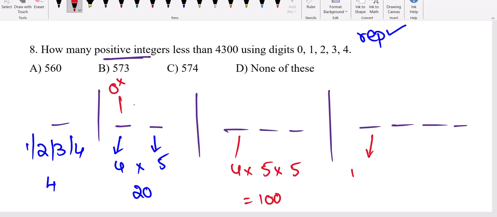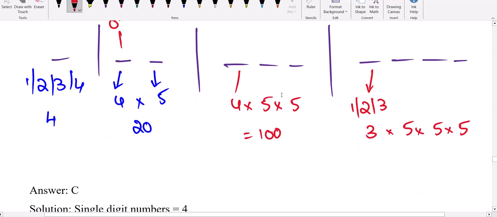So now, first I'm taking 1, 2, 3 only. There are no conditions. Then 3 into 5 into 5 into 5. Why 5, 5, 5? Repetition is allowed by default, and 0 is also okay in those places. So we'll get 375. 375 plus 124 means 499.